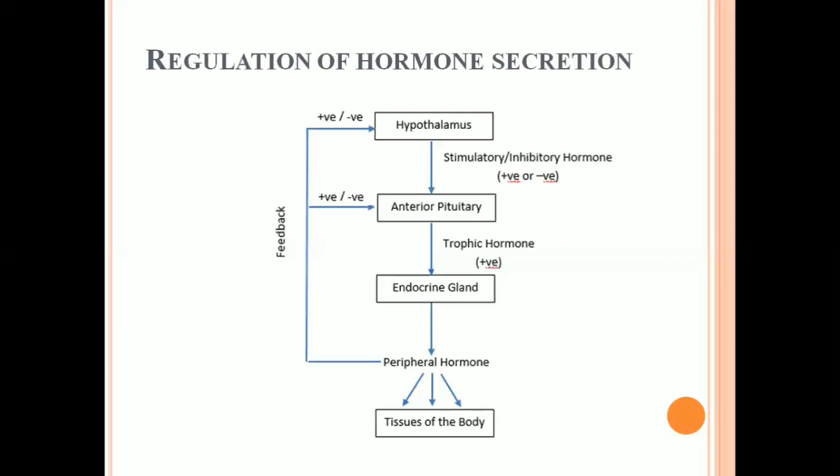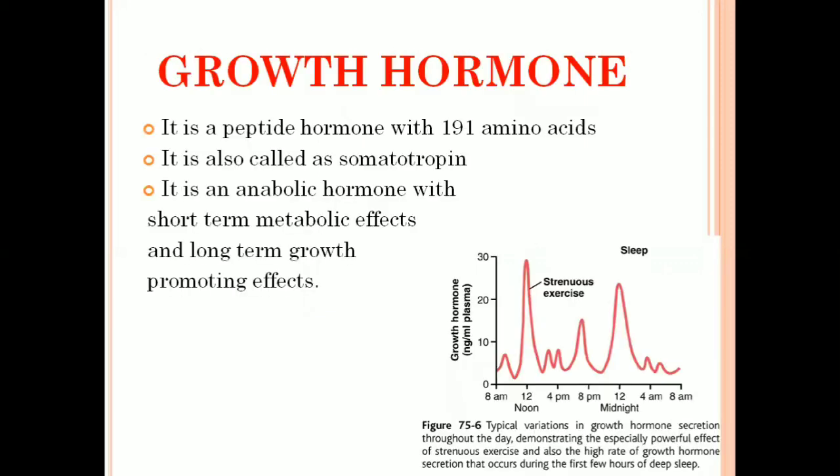Next, we'll be seeing about growth hormone in detail. Growth hormone. It is a peptide hormone with 191 amino acids. It is also called somatotrophin, and it is an anabolic hormone. What is meant by anabolic? Anabolic means building up. It normally builds up the metabolites of metabolism and does not cause destruction. And it has both short-term metabolic effects and long-term growth-promoting effects.